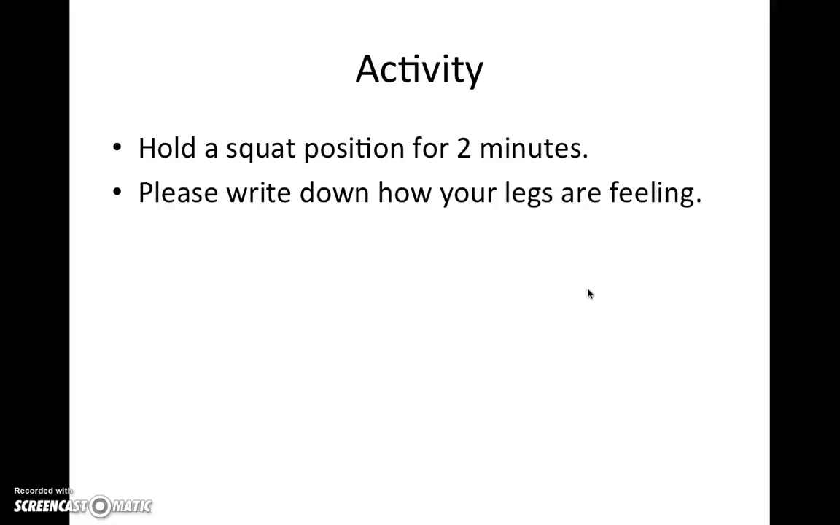Now, if you're asking me how I'm going to know 2 minutes, what you need to do is go into Google and type in online stopwatch. Here, a stopwatch will appear. You press play on it or you press start and it will do a 2-minute countdown for you. So if you can do that for me, please.